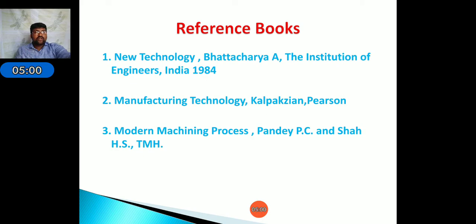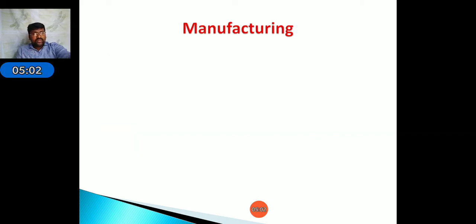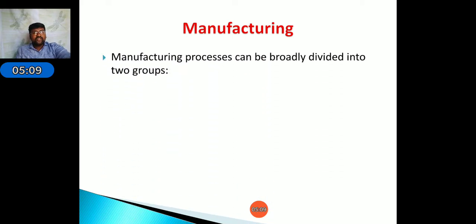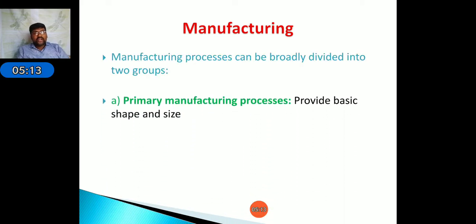Okay. Next, coming to the subject. Our subject is modern manufacturing methods. First we will learn about what is manufacturing. That is, manufacturing process can be broadly divided into two groups. Actually, manufacturing is nothing but conversion of raw material into final form. That is, final form is usable form.